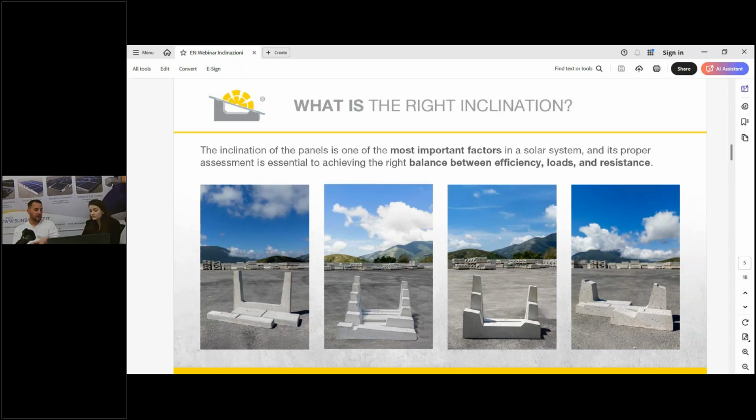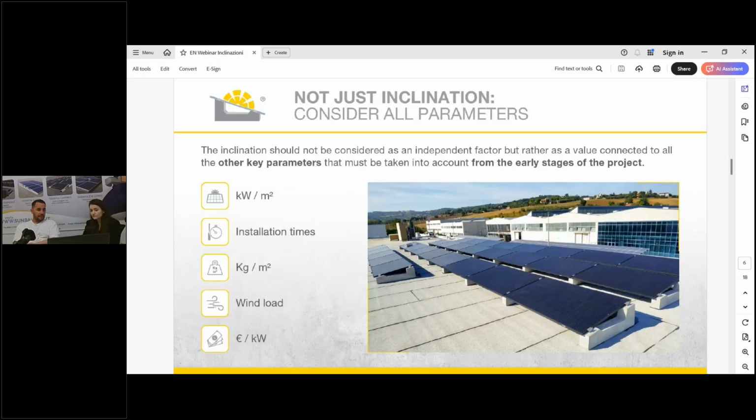Yeah, we have a lot, and today we're going to show you a few that we have on the presentation, on the slides: a few installations with different ballasts that we have in our warehouses. So we don't just decide on inclination before we consider all the parameters of the roof, right?